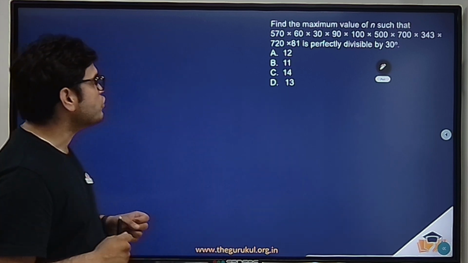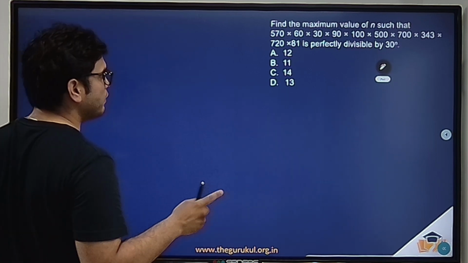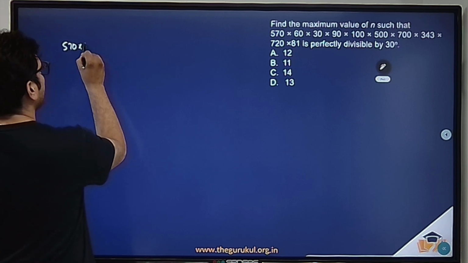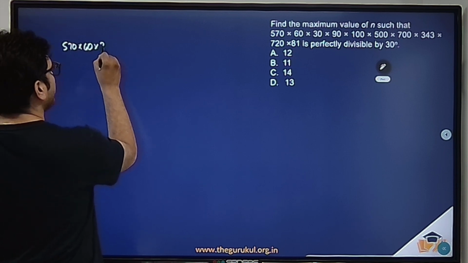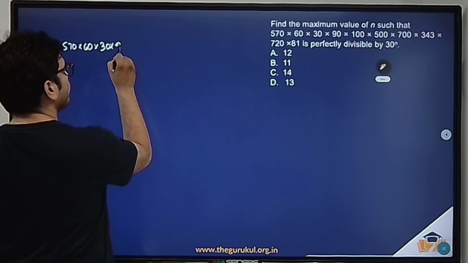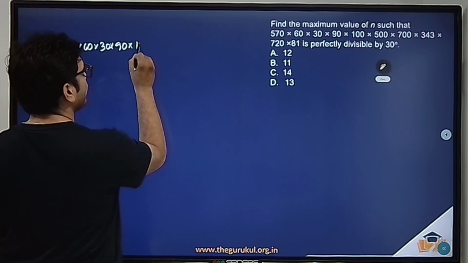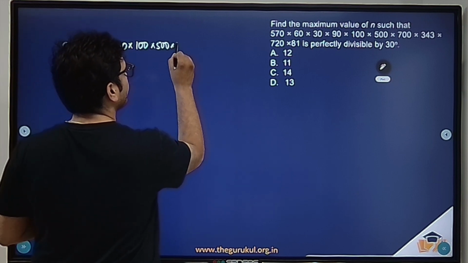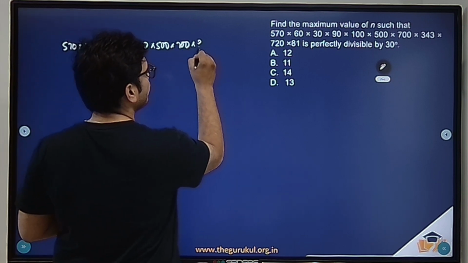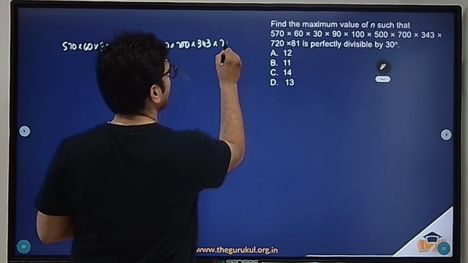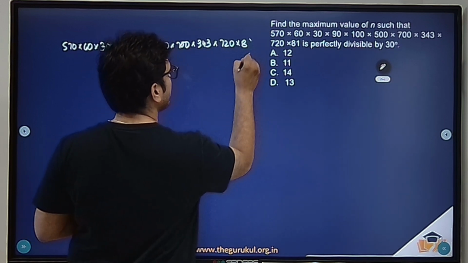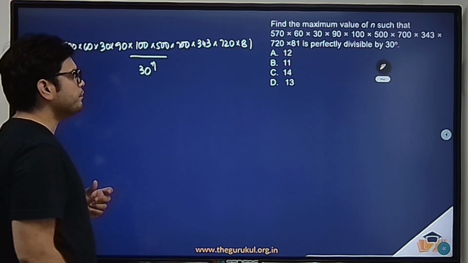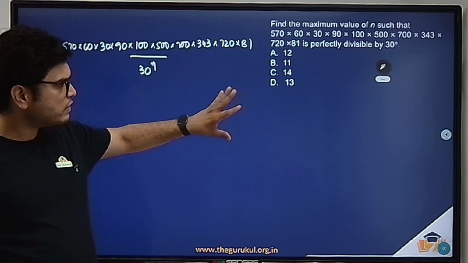Now, coming to the third question, find the maximum value of n such that 570 into 60 into 30 into 90 into 100 into 500 into 700 into 343 into 720 into 81 is perfectly divisible by 30 power n. Now, to understand this, let us consider a simple example.